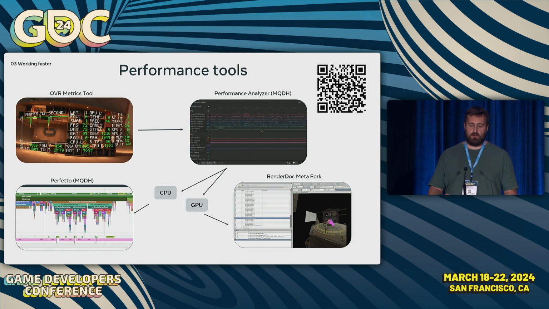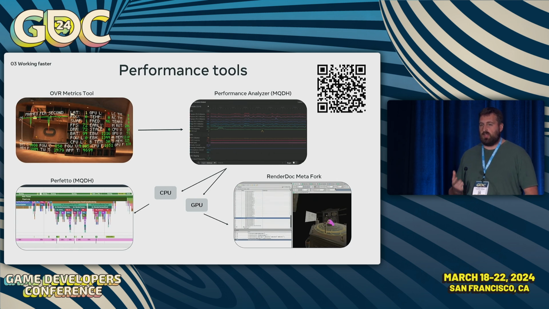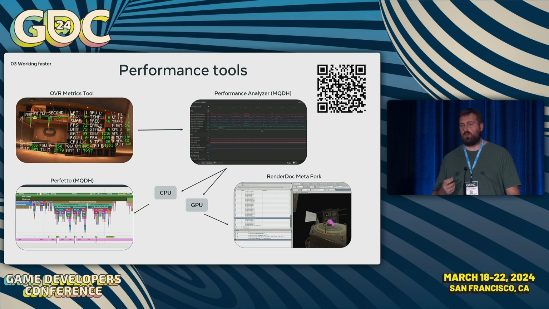So if you're CPU bound, Perfetto will give you a good idea of what is happening on your frame. From the Performance Analyzer, there's a record button that will record a trace and give you an idea of how much time you're spending on your frame. And on the other hand, if you're GPU bound, we can use RenderDoc Meta Fork, which will give you a lot of stats of a specific frame that you can capture. In general, you'll look for different render passes that you don't expect or that are taking too much time, as well as how much you're spending on your shaders.